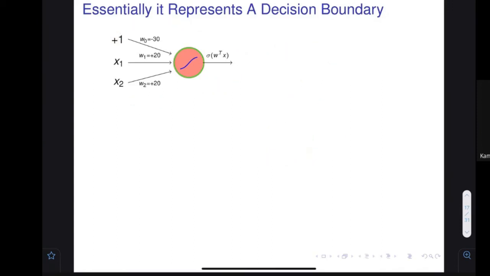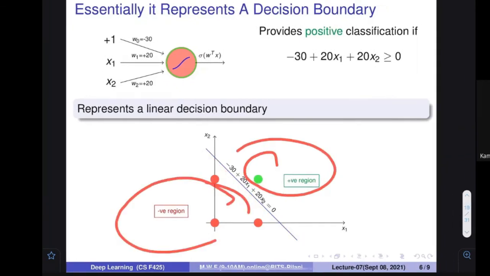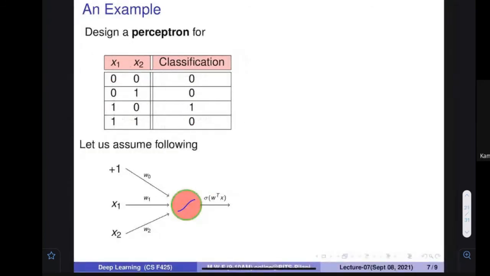So essentially, when you have a neural network, it is going to represent an equation. It represents a line, and therefore on one side things are positive, and on the other side things are negative. Let me ask a question: can you design a perceptron for this particular table? 0, 0, 0; 0, 1, 1; 1, 0, 1; 1, 1, 0. How can you design this?